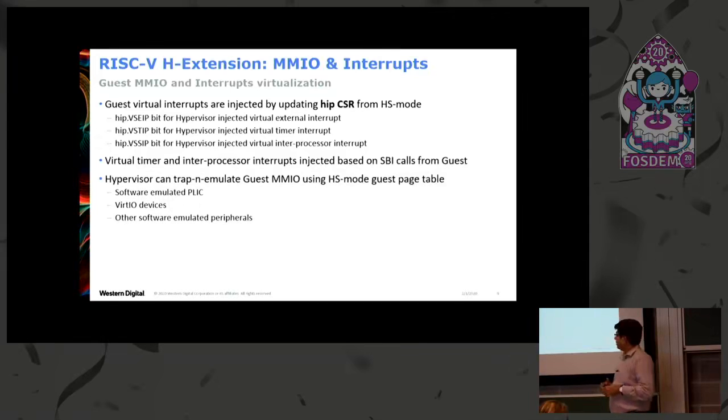And guest MMIO emulation is done through the stage 2 traps, just like other architectures. It's a pretty standard thing. The prominent device that we are right now emulating in software is the PLIC. The PLIC is right now totally software emulated in most of the hypervisors that we have ported for RISC-V. And we have whatever devices are para-virtualized, which are again software emulated right now.